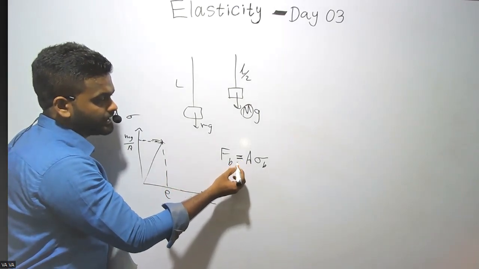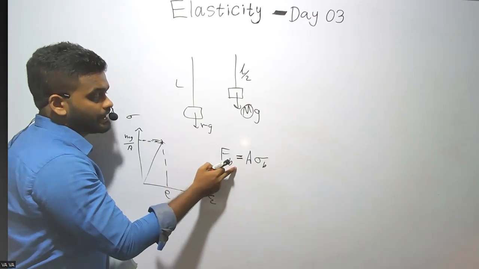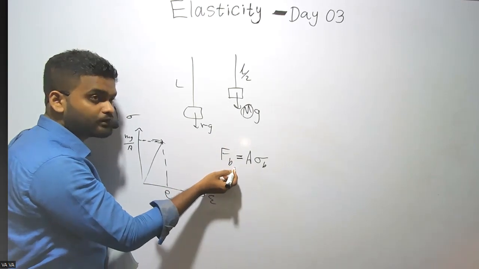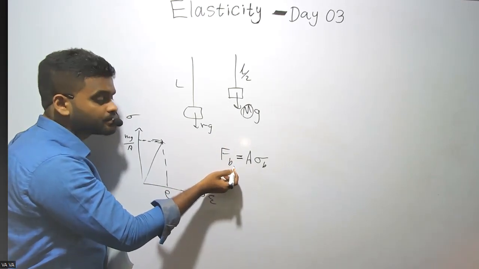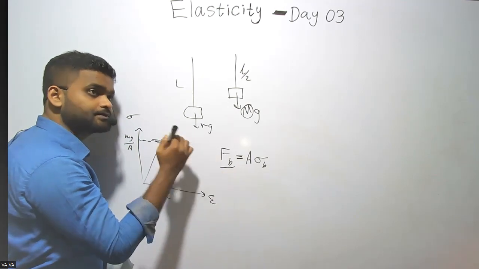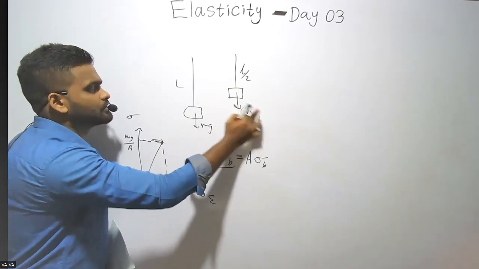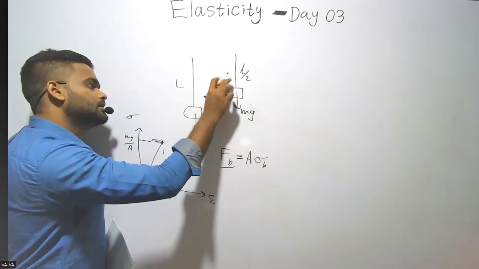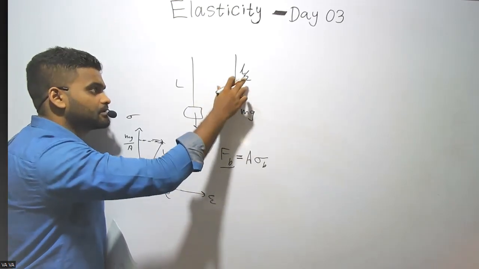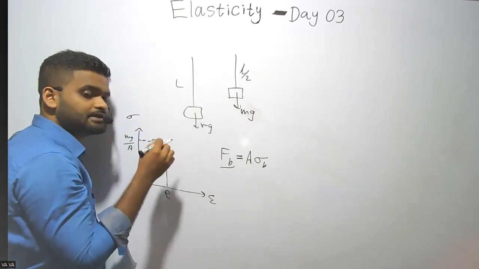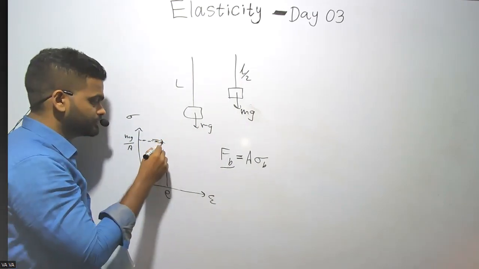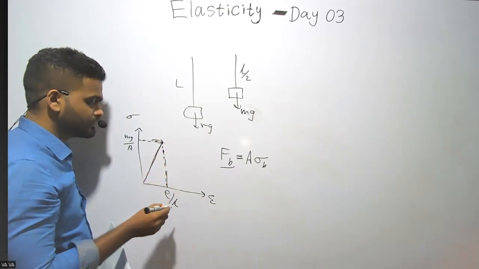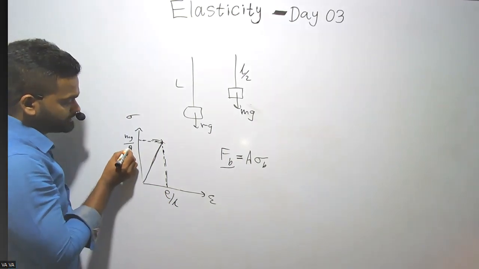So, as I told you before, F break does not depend on length. By changing the length, you cannot change F break, the breaking force. So here also the load is going to be mg. When you apply mg, it is going to reach the proportional limit. By taking half of the wire, it is not going to change, right? So we'll have the same graph here, E over L. Here this is the stress.